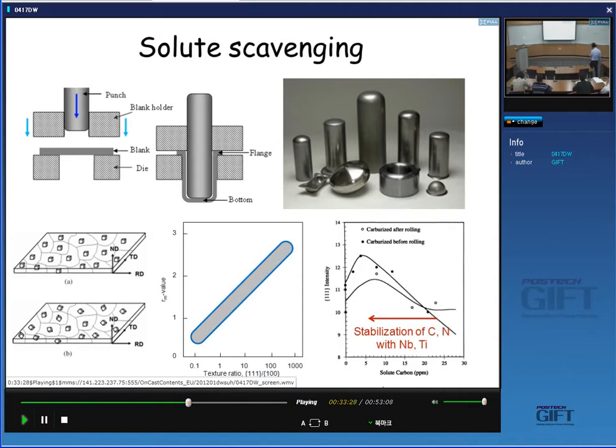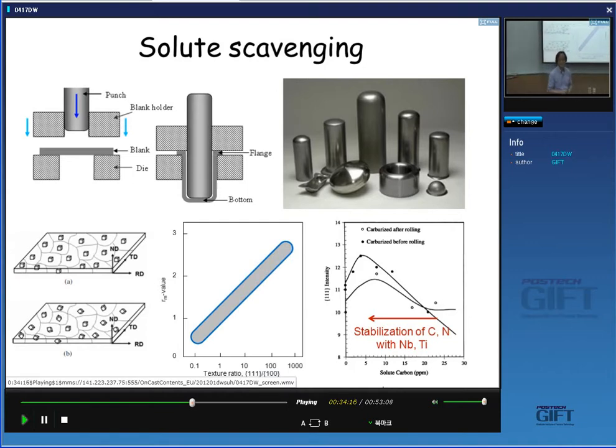And one of the interesting applications of those kinds of carbide forming elements is called solute scavenging. Solute scavenging is a very important concept in IF steel, which requires very good formability. For example, to make a steel can like this one, it is called deep drawing, and formability is very important to obtain a sound component. To avoid failure during deep drawing, what is important?